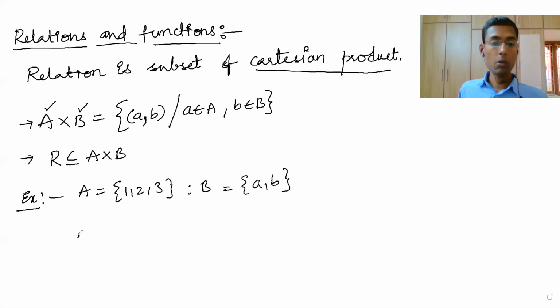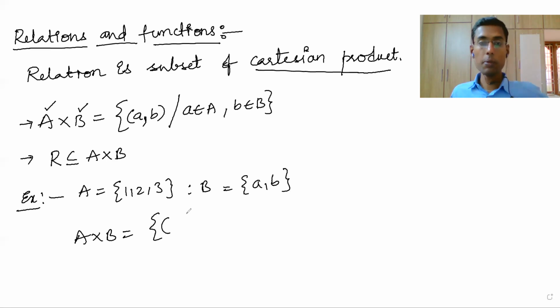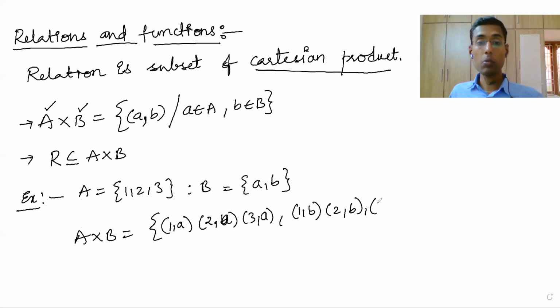Now what is A cross B? Tell me. (1, a), (2, a), (3, a), and then (1, b), (2, b), (3, b). This is the Cartesian product of A and B. And similarly, B cross A is different.